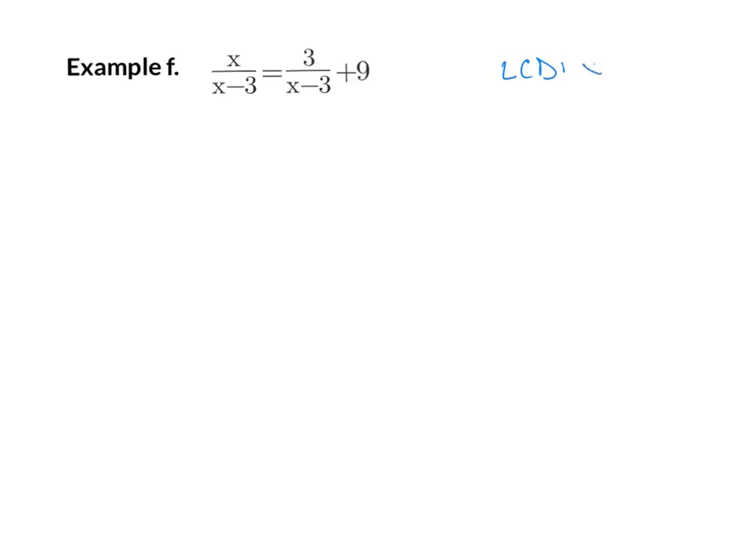What is in our denominators is x minus 3. All right, so my first fraction will stay the same. It already has the denominator of x minus 3. My second fraction will also stay the same. And my last one, I'm going to start by writing as 9 over 1. And we do need the x minus 3 in here. So I'm going to multiply by x minus 3 to the top and the bottom.